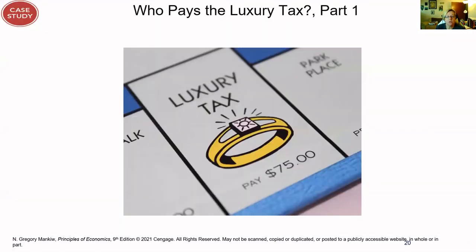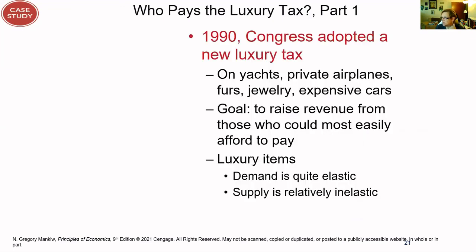Okay, so now we want to look at a real life scenario. And this is a luxury tax, right? In 1990, Congress adopted a new luxury tax on really expensive stuff. And they said, this makes sense, because truthfully, the tax levy does make sense. If you're able to have a private plane and expensive cars and all of these things, then you should pay taxes on it, right? And we're talking per unit, not income tax.